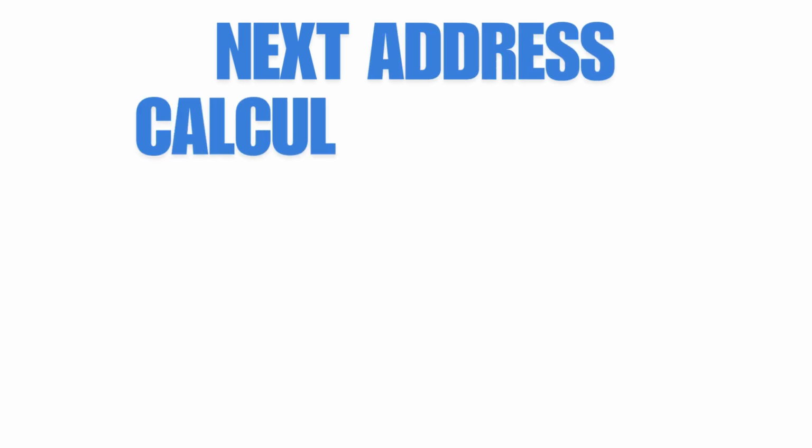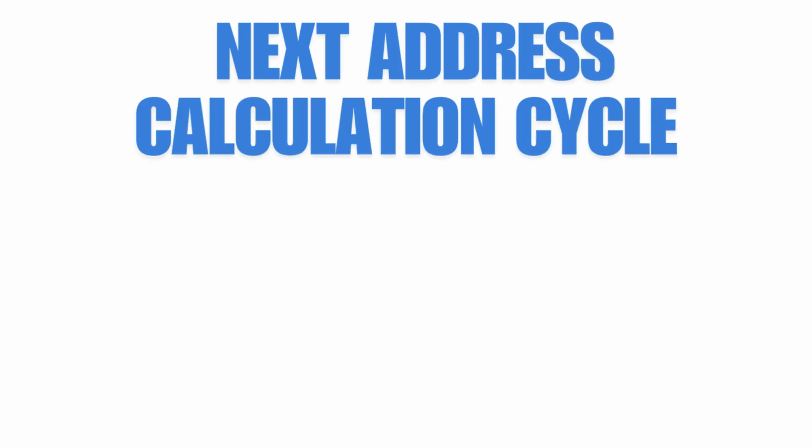After the data has been successfully stored, the CPU prepares to move on to the next instruction in the instruction cycle. The next address calculation phase of the machine instruction cycle is responsible for determining the address of the next instruction to be executed after the current instruction has been processed. The next instruction address can be calculated in several ways, depending on the type of instruction executed. Here are some common scenarios.